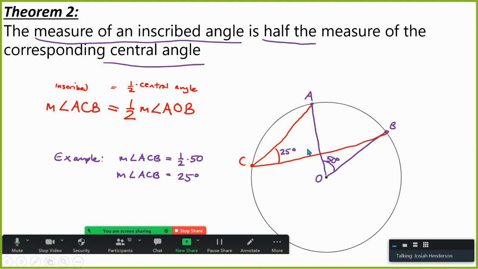And this only works if both angles, the central and the inscribed, are using the same points of intersection with the circle, A and B. So if the inscribed angle is going in a different direction and not intersecting A and B, then it's not going to work to use that central angle. They have to be using the same spots, A and B.